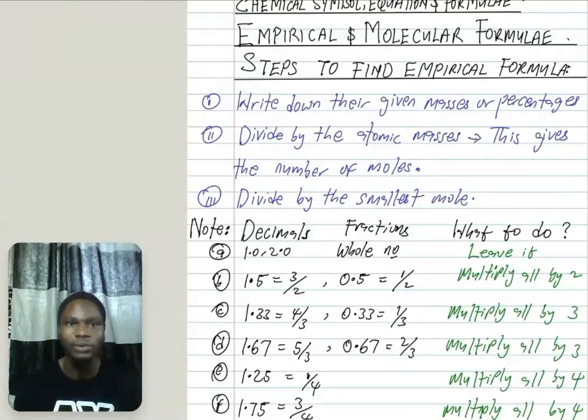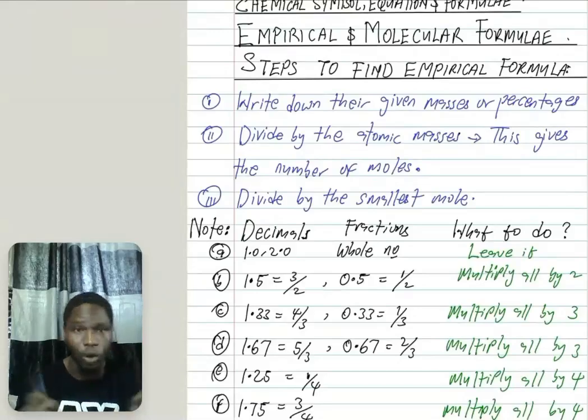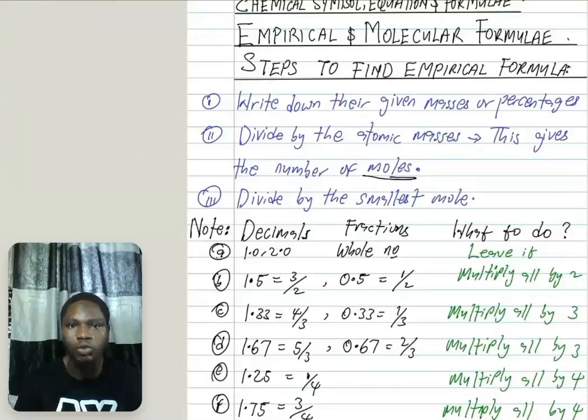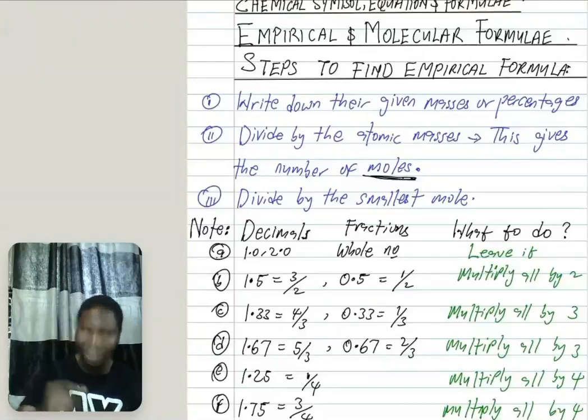When you write it down, the next step is to divide by the atomic masses. You'll be given the atomic masses in the question also. When you divide by the atomic masses, automatically you are converting it to what? To moles. Write them out, divide them by their respective atomic masses, and the answer you got is the mole.